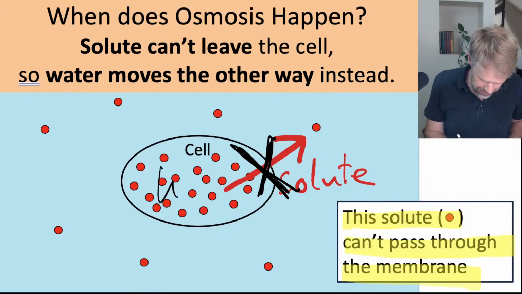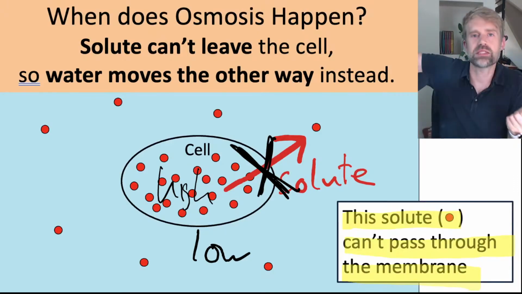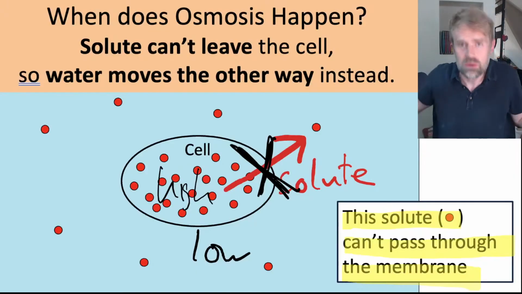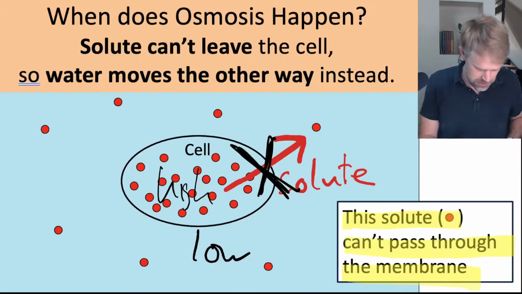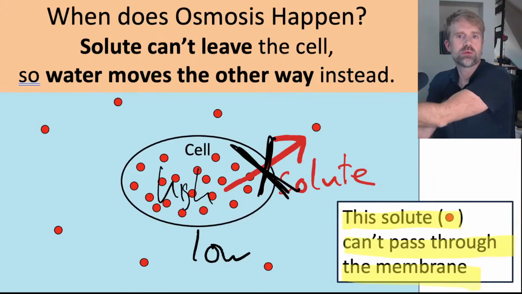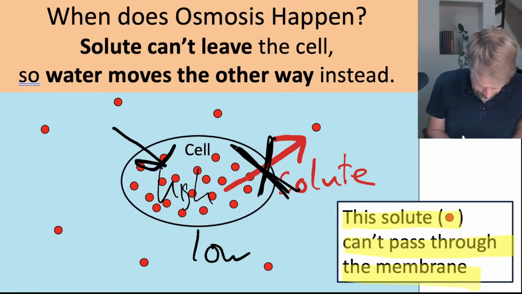Because we have high solute inside and low solute outside. The solute wants to get out of the cell, but it can't. It can't pass through. So what happens instead? Water moves in. The solute wants to go out. Water moves the other way. Water goes in.